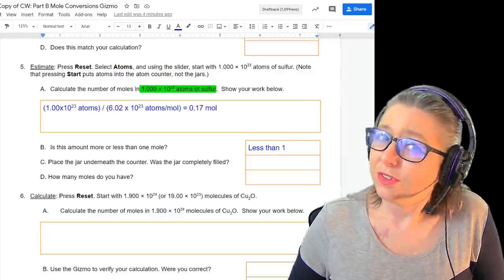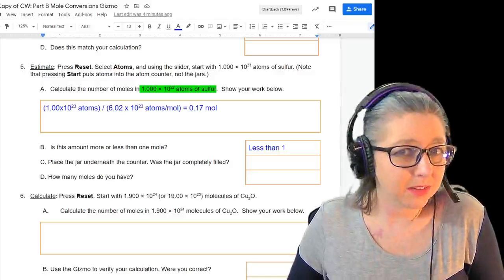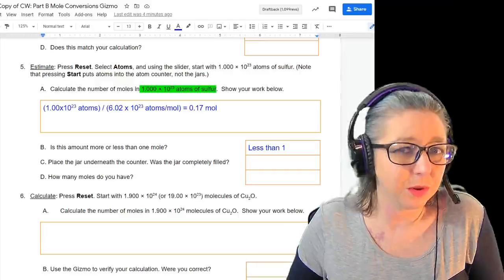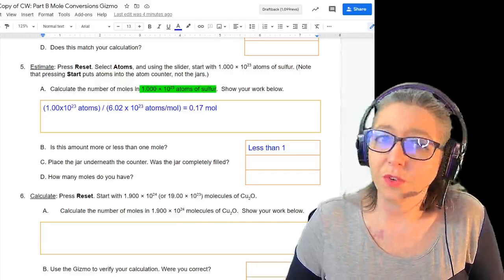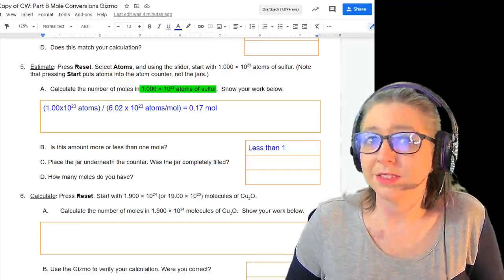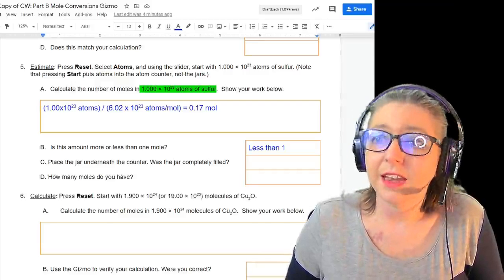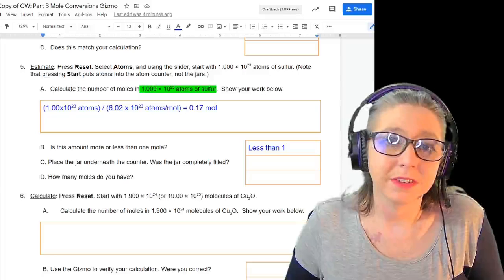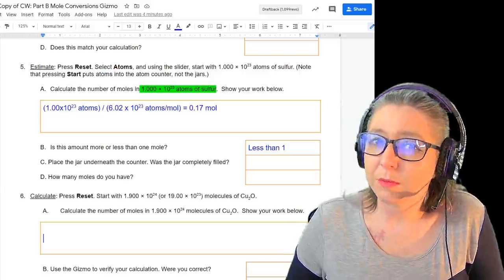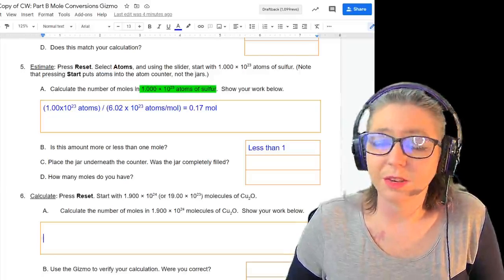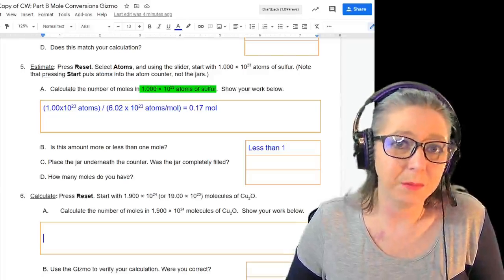And before we even do this calculation, we should have been able to tell that we were going to end up with less than 1 mole, since 1 full mole is 6 times 10 to the 23rd. And here we were given 1 times 10 to the 23rd. So I'm hopeful that most of you guys would have seen that it was going to end up to be less than 1 mole.